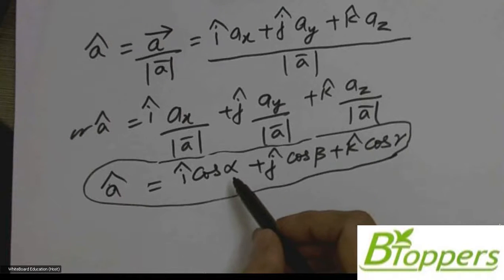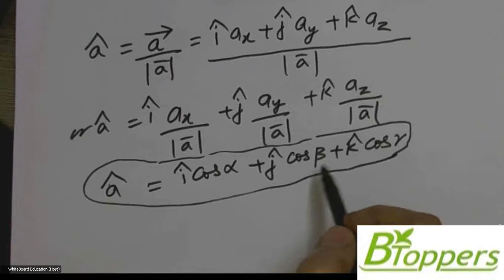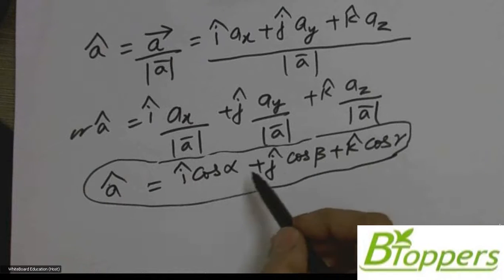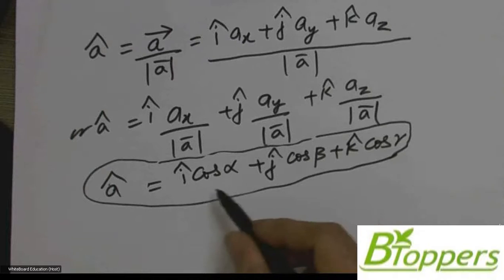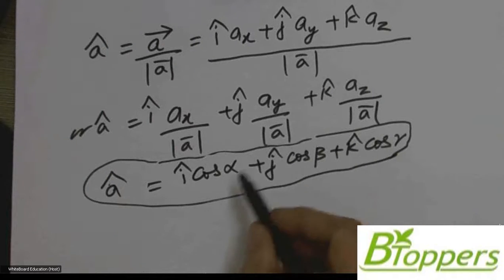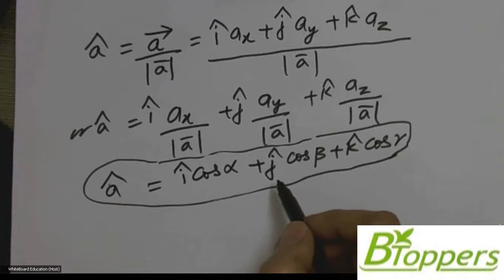So if you are given the three directional cosines of the vector, or the angles made by the vector with the three coordinate axes, then you can find the unit vector in the direction of the given vector.